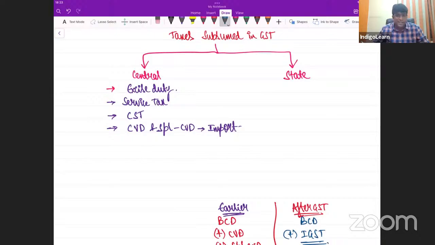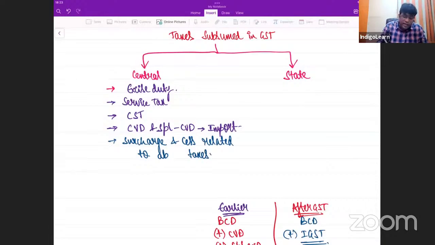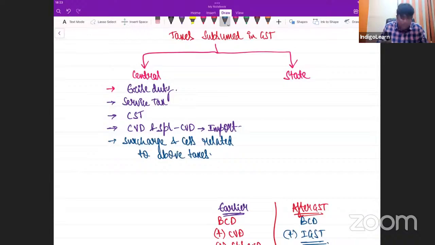Excise duty, service tax, CST, CVD and special CVD. Finally, surcharge and cess related to above taxes. If there is some surcharge or cess which is related to above taxes, that is also gone. When the tax itself is gone, where is the question of surcharge and cess?